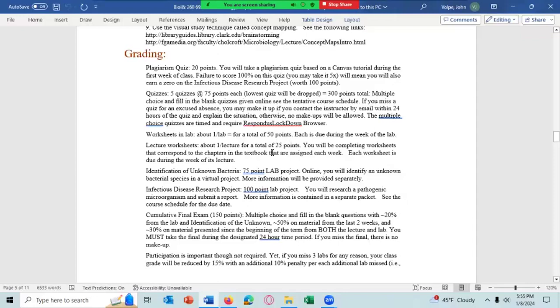The lecture worksheets are generally 1 per lecture for a total of 25 points. The identification of the unknown bacteria is 75 points. That's your lab report. The infectious disease research project is 100 points. The cumulative final exam is 150 points.